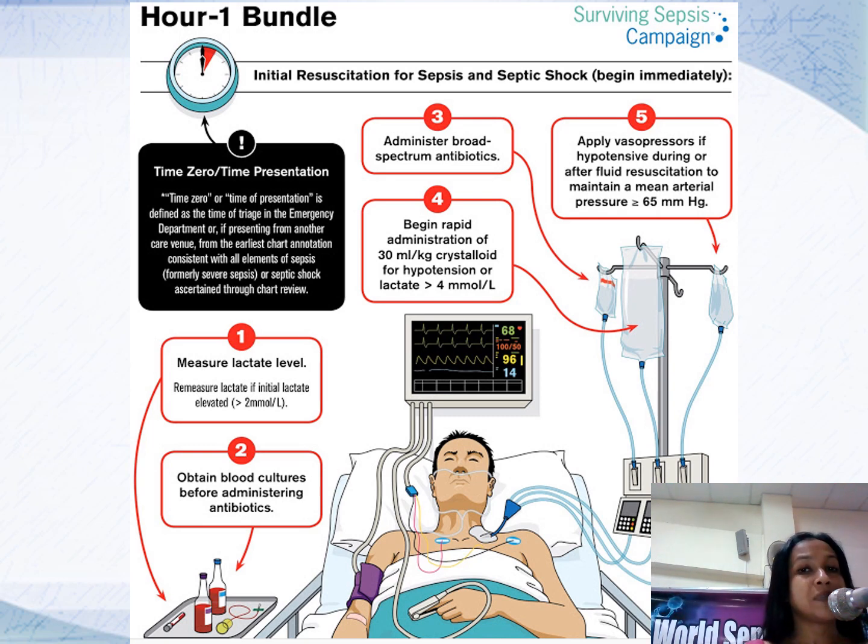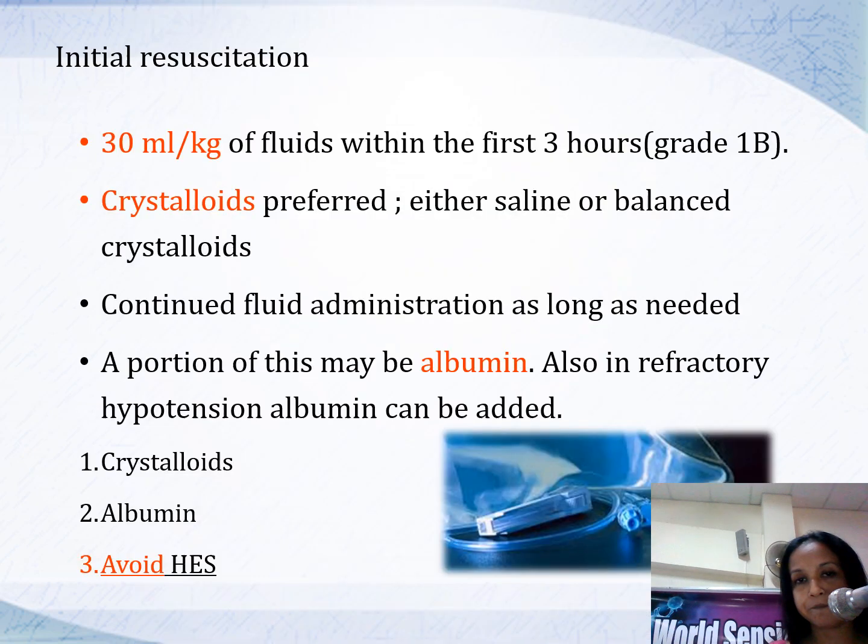3 is administer broad spectrum antibiotics within the first hour. You have to do this. 4, if the patient is hypotensive or the lactate is more than 4, you start fluid resuscitation. I'll talk about that in the next slide. And 5, during or after fluid resuscitation, you can start vasopressors in order to maintain your MAP of 65, that is the target MAP.